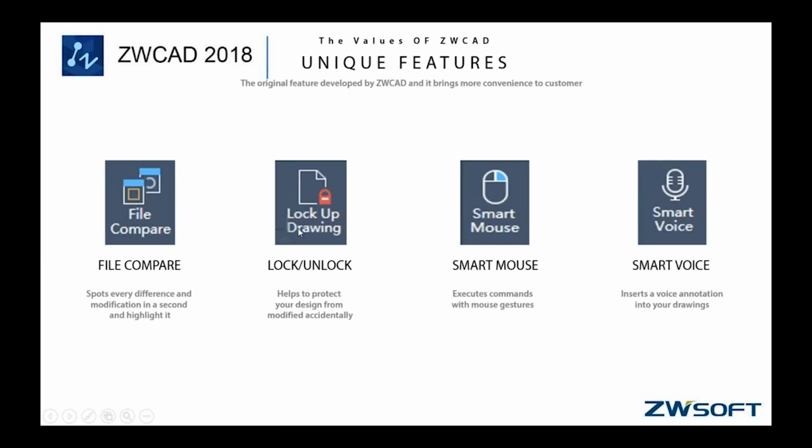Other than the regular CAD functions, we have some unique functions. Means we have some functions that are only available on ZWCAD. For example, we have a file compare. It can compare two drawings in order to figure out the differences between them. With this function, we can get the difference between two versions of drawings, or sometimes we have to work as a team. We can see what changes our colleague has made on the drawing.